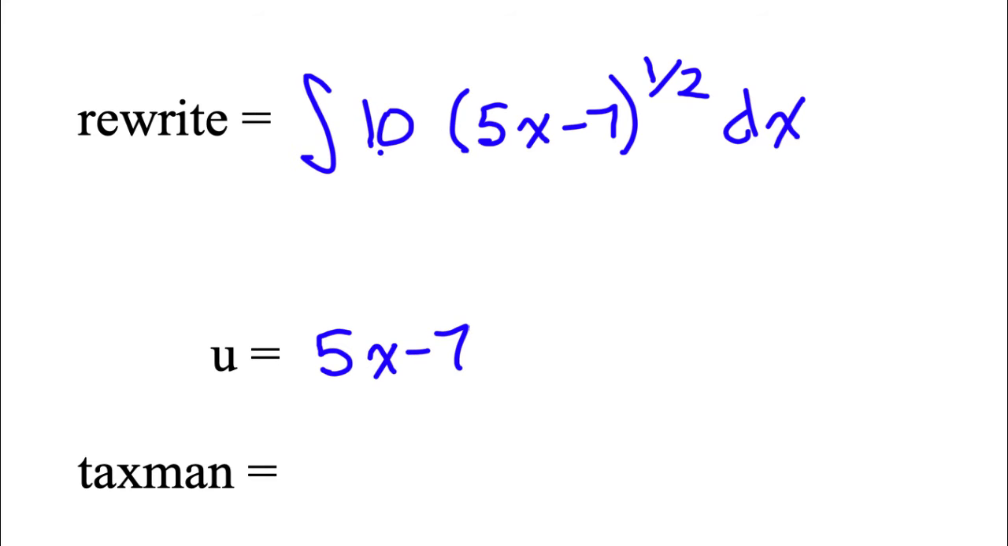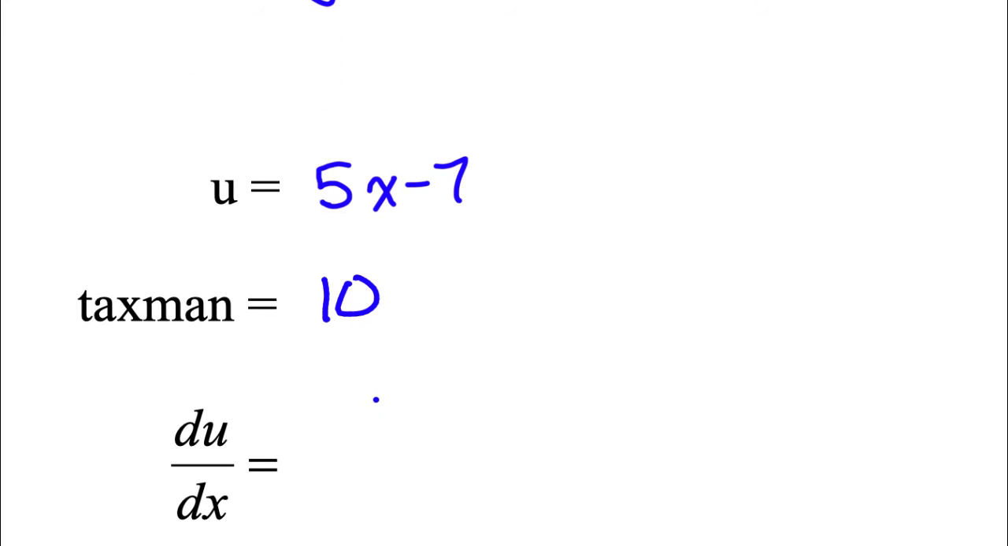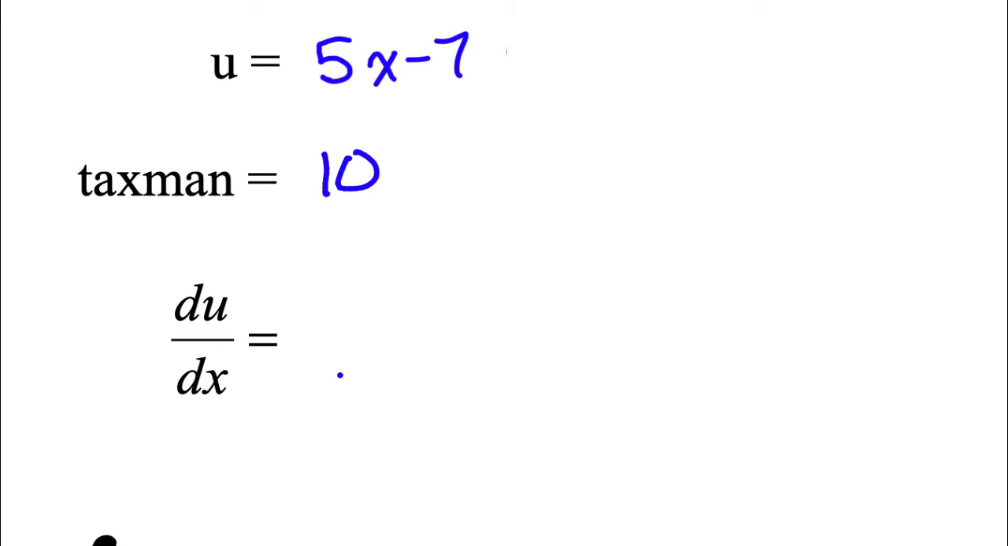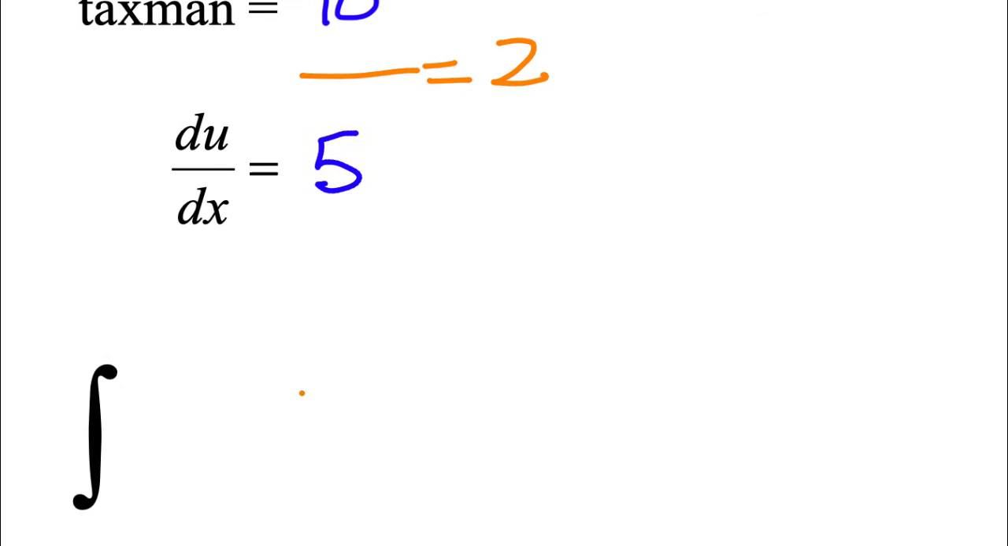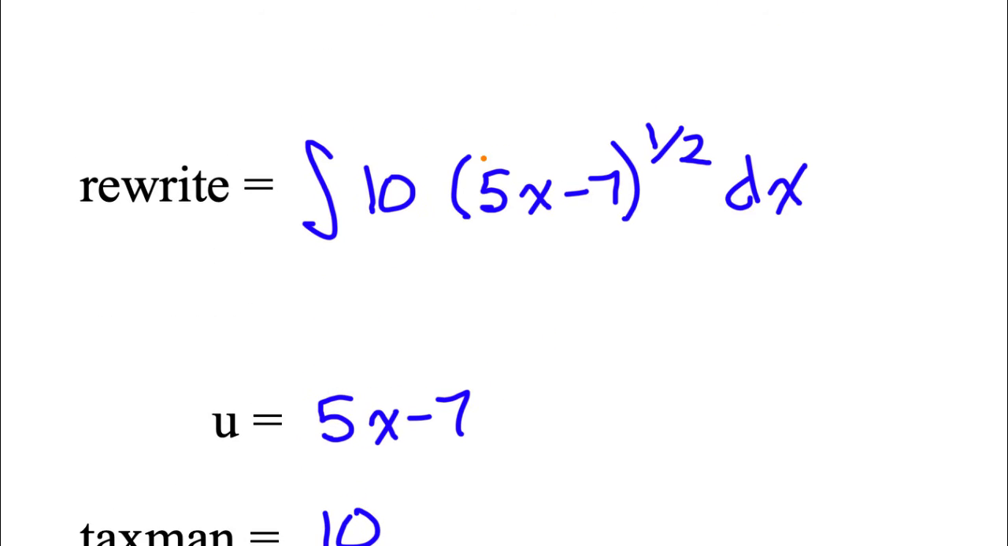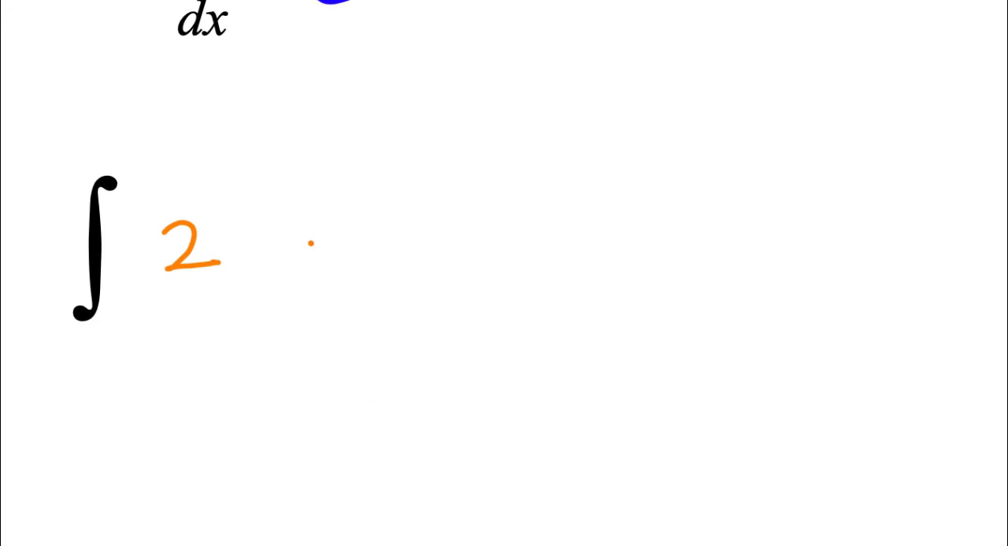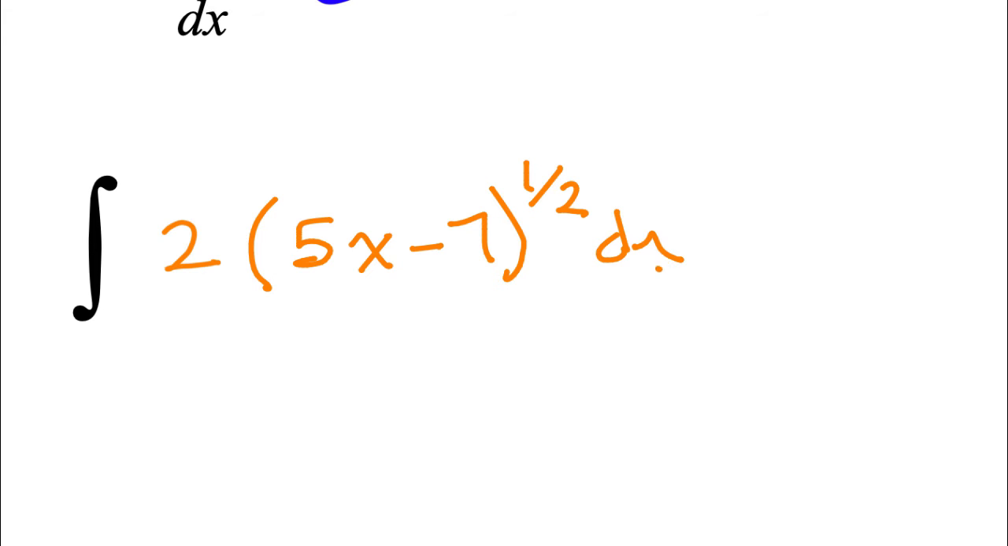Taxman, he's right there. He's 10. He's knocking on the front door. And the derivative of that u is just 5. I'm going to pay Taxman 10 divided by 5, which is 2. So rewriting down here with a 2 out front, and I'm going to say 5x minus 7 to the power of 1/2, 5x minus 7 to the power of 1/2 dx.